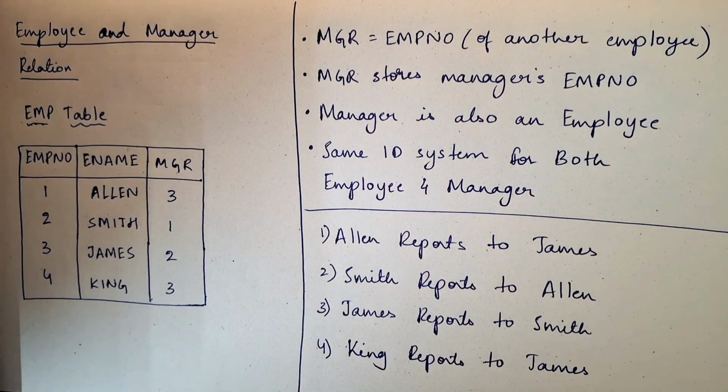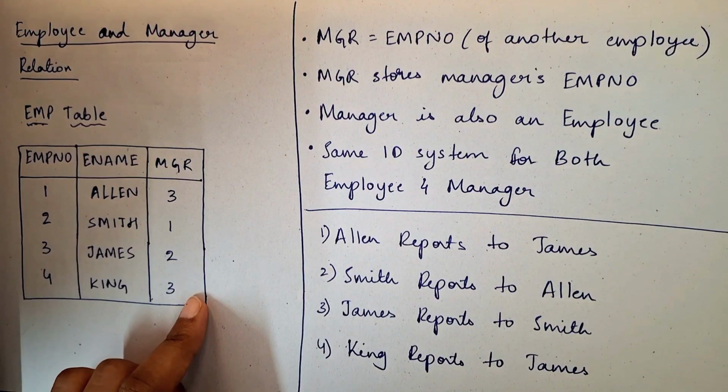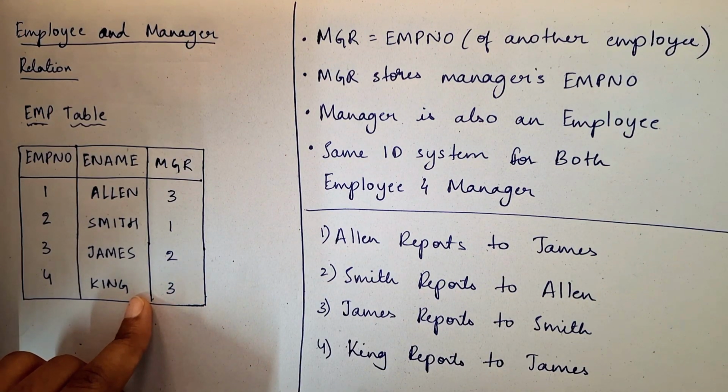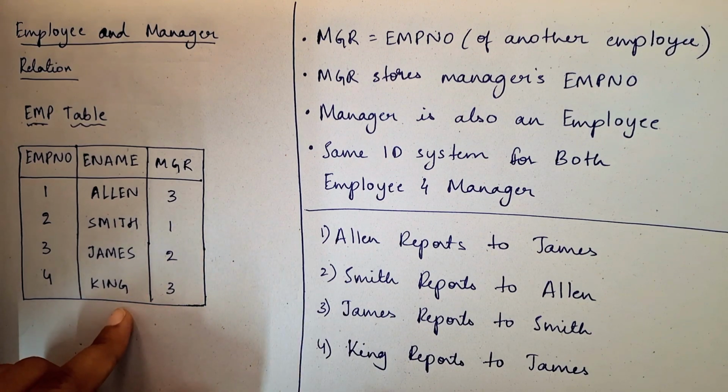So guys, now I can say that the MGR column stores the employee number of another employee from the same table. That means this table is linked to itself, which is why we call this an employee-manager relationship.